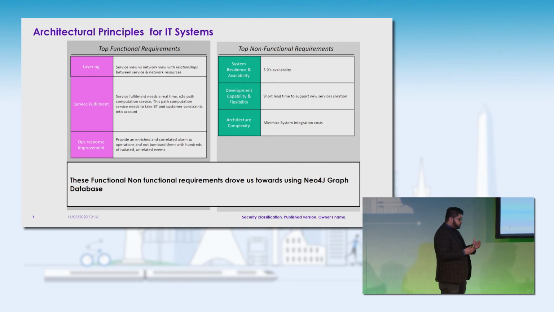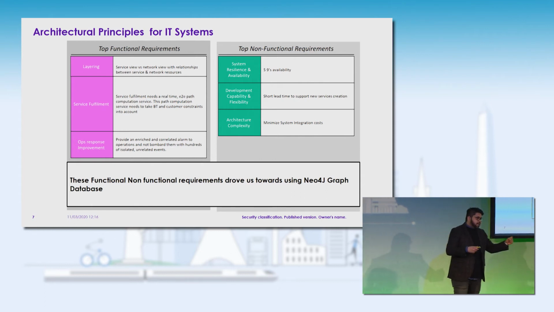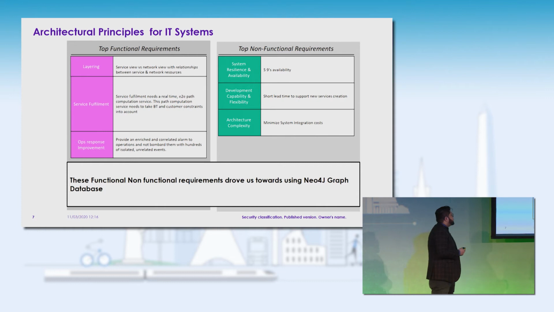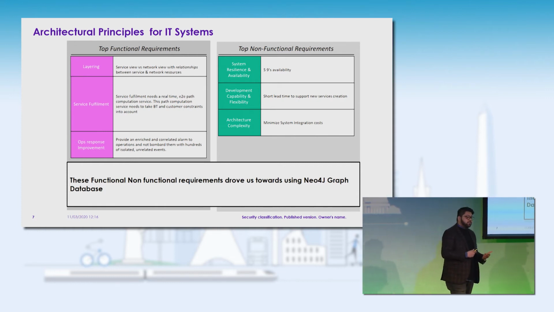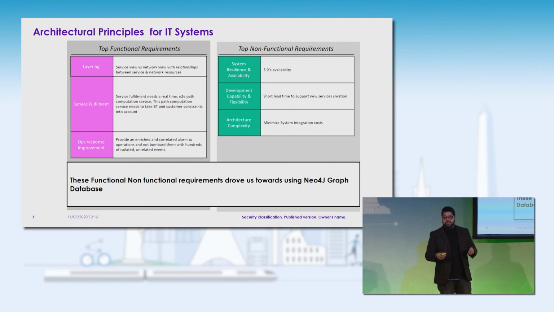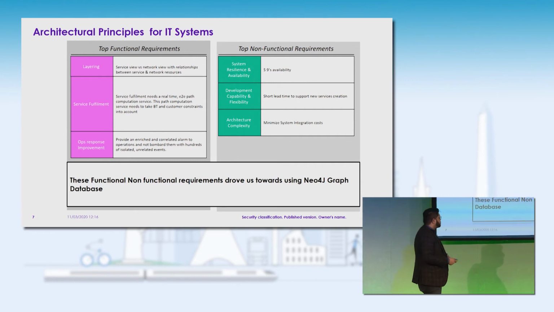Service fulfillment, in our case, needed a real-time end-to-end path computation for a service. And that was a real-time requirement. It needed to work on the state of the network as of now. So it needed to ingest the live topology and calculate a path on top of that. We also needed to improve our operational response to issues. So we wanted to provide ops with an enriched and correlated alarm instead of just bombarding them with hundreds of alarms when things go wrong, and that causes chaos. They run around trying to figure out what the issue might be, right?